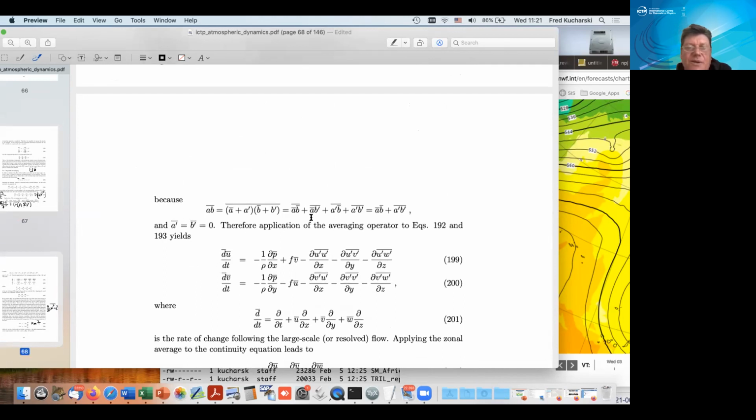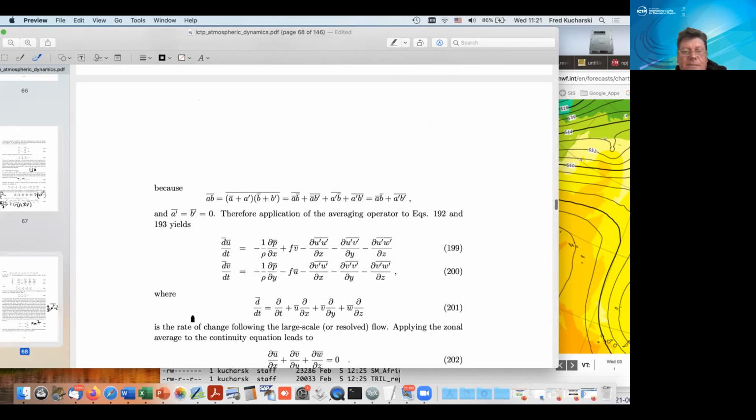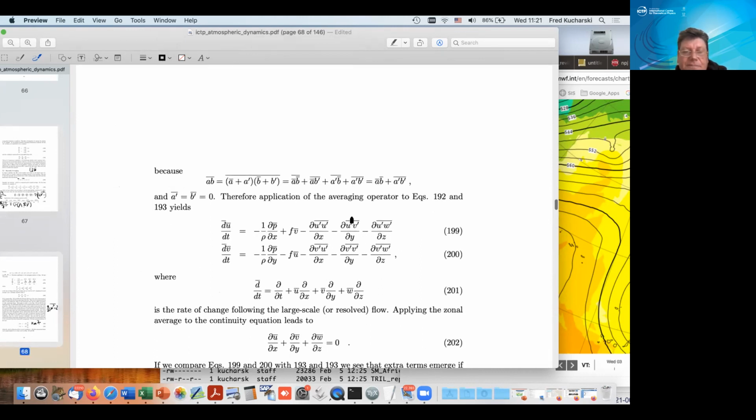So when we do the averaging of a product, the only term that survives is the product of the averages and the product of the prime quantities averaged. That means if we do this systematically to this equation here and insert for A, in one case, the u velocity, the zonal velocity, in the other case, the meridional velocity, we get to this equation here, where we can write this, and this is intuitively clear for us.